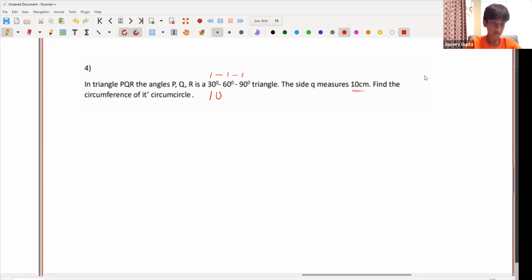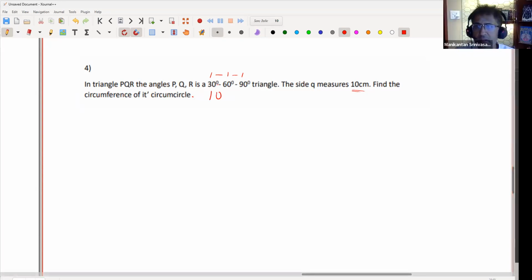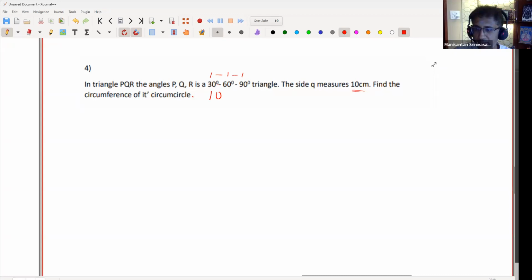Okay, fine. Anyway, Apurva, what did you get? So I got 10 as the circumference. Find the circumference of its circumcircle. No pi and all, just 10. Okay, you would expect some pi somewhere, right? Because 2 pi r should come. Or maybe did you mean the radius? Let me double check. I might have gotten the radius instead. Okay, fine. Anyone got any other answer?